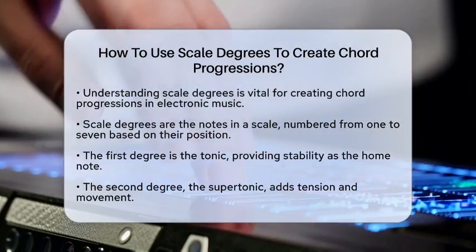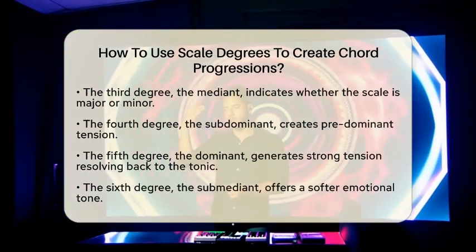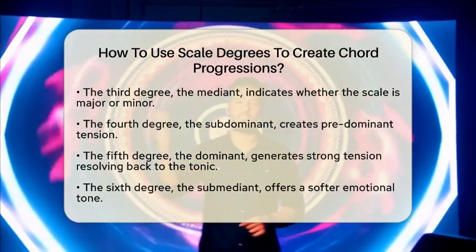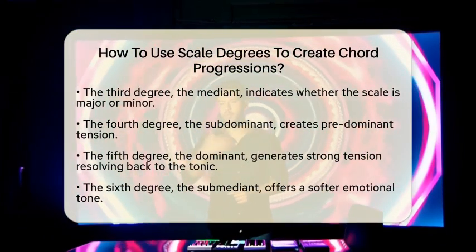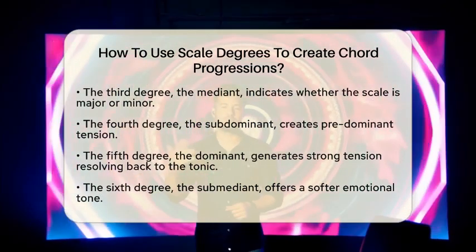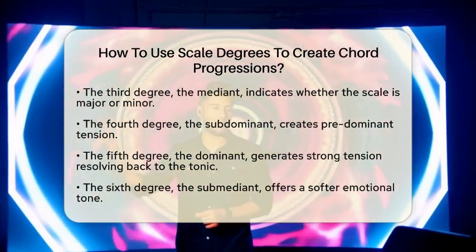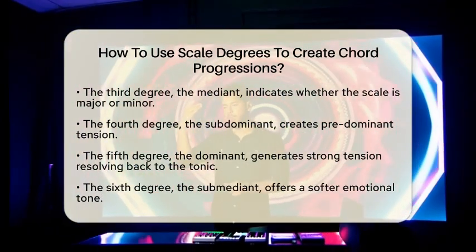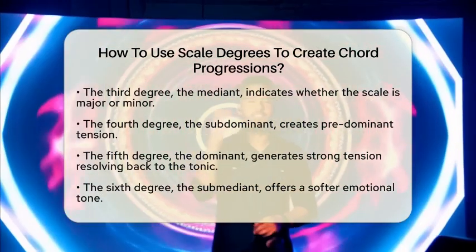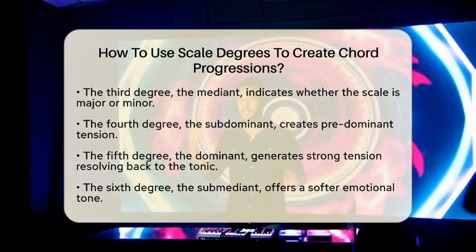The fourth degree is the subdominant, which creates predominant tension. The fifth degree is the dominant, generating strong tension that resolves back to the tonic. The sixth degree, the submediant, offers a softer emotional color, while the seventh degree, known as the leading tone, creates a sense of anticipation. To create chord progressions, you build chords on these scale degrees by stacking intervals of thirds.